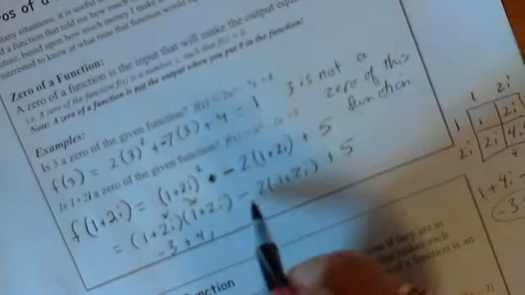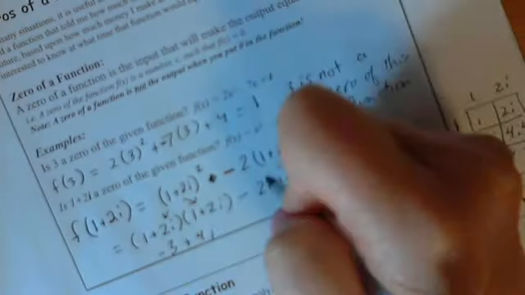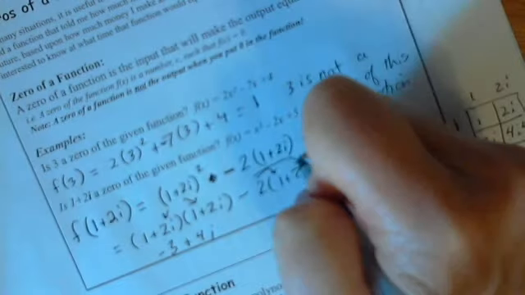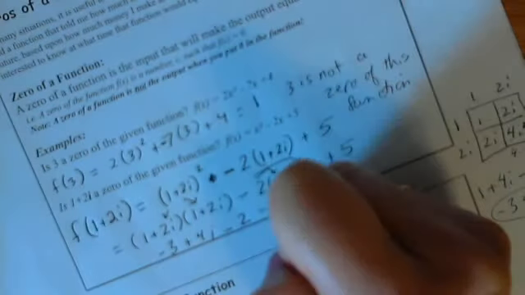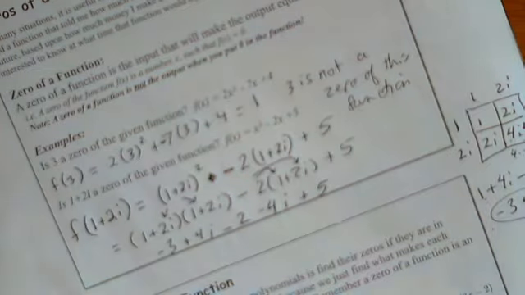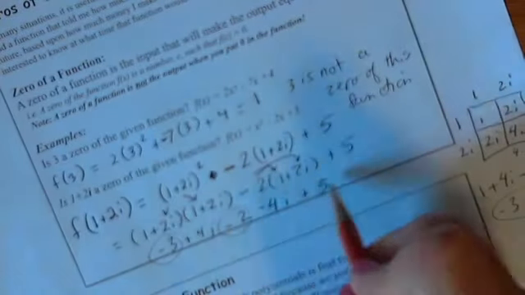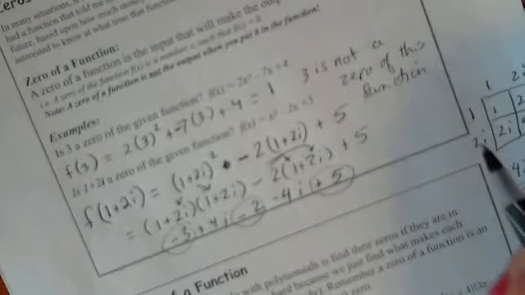Alright, now here we're going to distribute the negative 2 times the 1 plus 2i. So again, think of that as a negative 2. Negative 2 times 1 is minus 2. Negative 2 times 2i, negative 4i, and then plus 5. Alright, we're getting there. Now we're going to add together all of our like terms. So let's do the numerals first. We have negative 3, negative 2, and positive 5. Well, negative 3 and negative 2 make negative 5. Add that to positive 5 and I get 0.